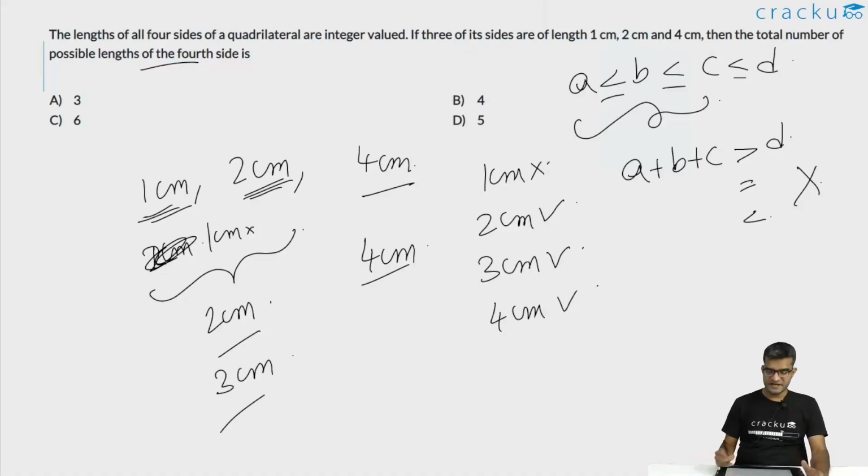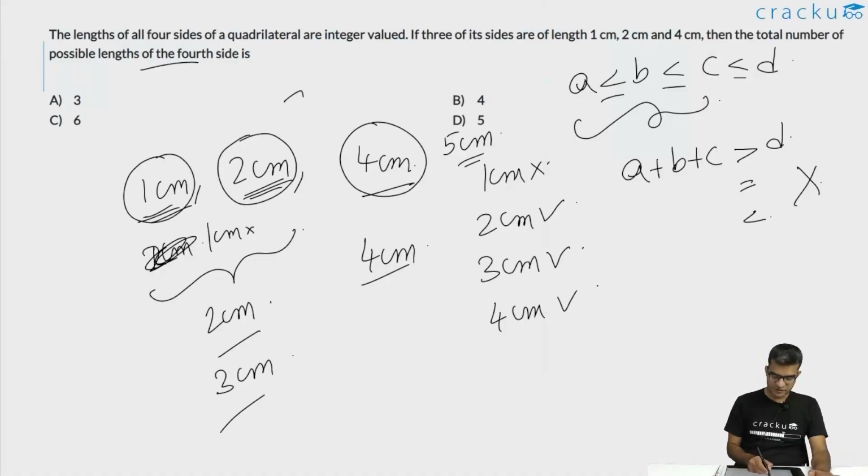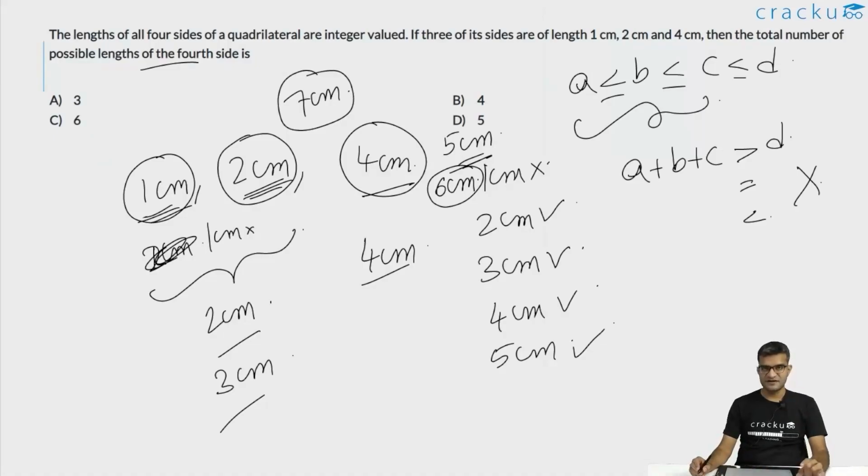If you are looking at 5 centimeters, then suddenly this unknown side becomes the largest side. The sum of the smallest three sides will be 1 plus 2 plus 4, which is 7 centimeters. 7 centimeters is greater than 5 centimeters, so this also is allowed. Similarly, the unknown side can even be 6 centimeters because the sum of the smallest three sides will remain 7 centimeters, so 6 centimeters will also be allowed.